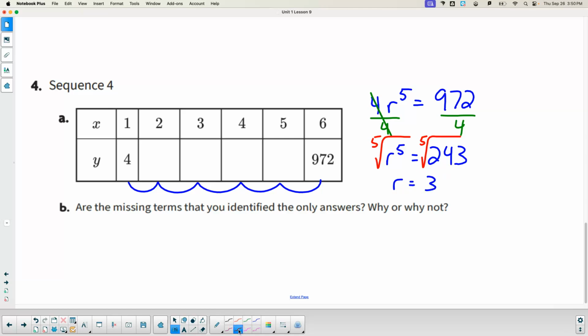So filling in my chart, 4 times 3 is 12. 12 times 3 is 36. 36 times 3 is 108. 108 times 3 is 324. And 324 times 3 is 972.